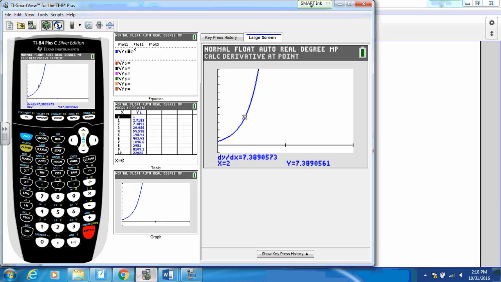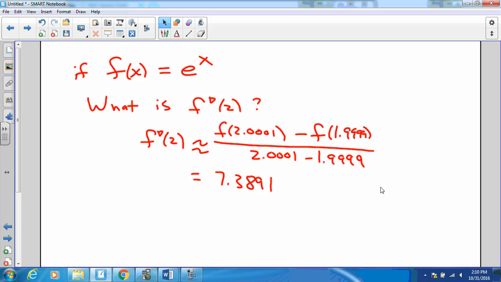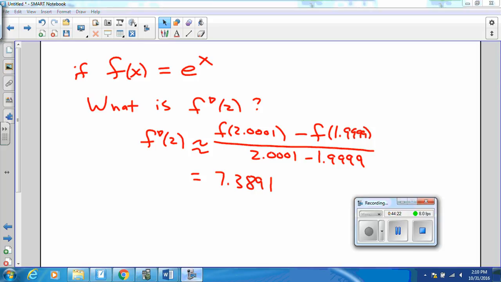The secret, by the way, is that when the calculator does derivatives, it does exactly what we just did here, except instead of using 4 decimal places, it uses 5. So it goes 2.00001 and 1.99999. Can I see it? Yeah, and I'll also post this video.